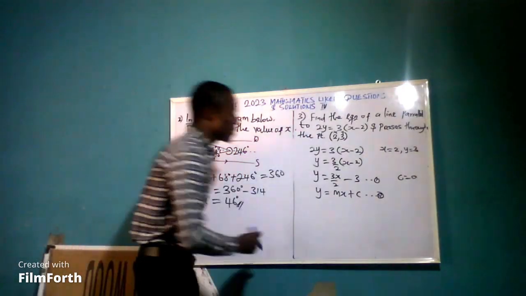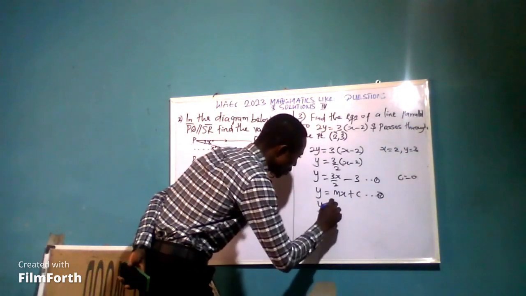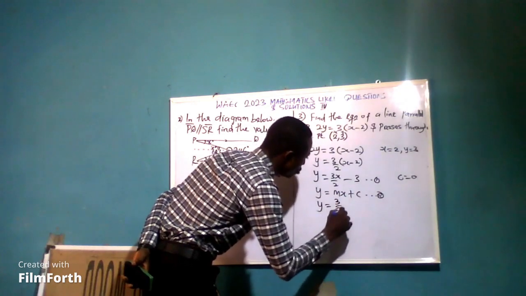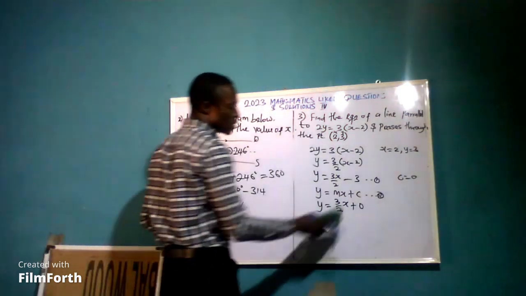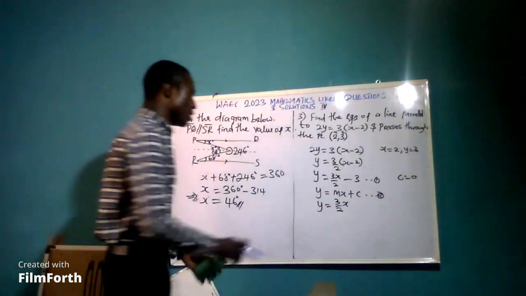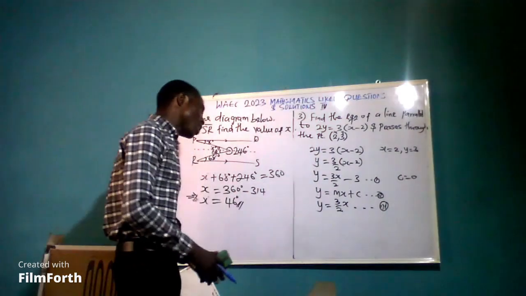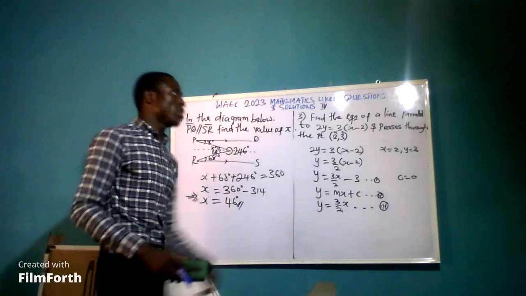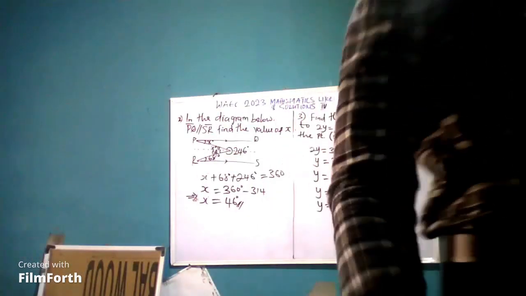Okay, let's do that. So we have y is equal to, as it is given, 3 all over 2 x plus 0. Of course, plus 0, it doesn't matter whether we write it or not. So this is the equation. Equation 3 is the equation of the straight line that is parallel to this line and passes through this point, 2, 3. Thank you so much. Let's move to the next question.